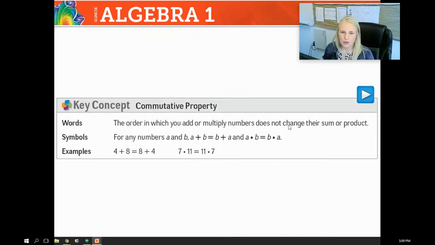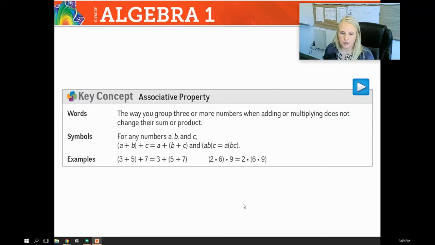To make this video shorter, I put a quick little Brain Pop on the commutative property up there too, and I've done the same with the associative property. These charts will be on your worksheet, but you can just pop into the Brain Pop video and they'll explain that for you there.